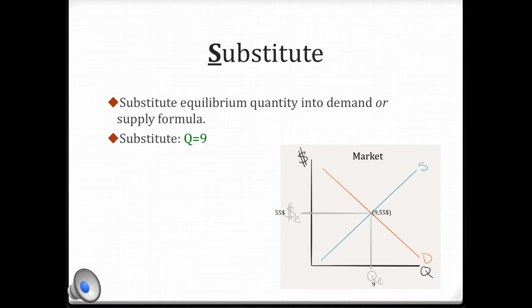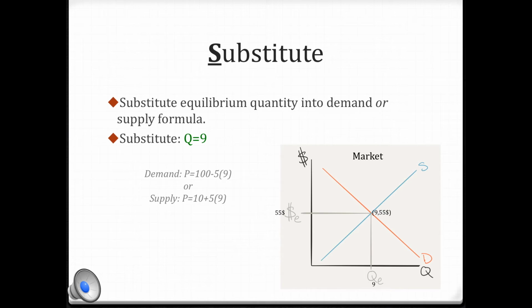Now that we know what Q is, we can substitute it, which is the last step in our anagram. So we just need to replace the Q's with the number 9. It doesn't matter which formula you substitute the Q in, the demand or supply formula, as both will give you the same answer. I've done both so you can see what I mean.